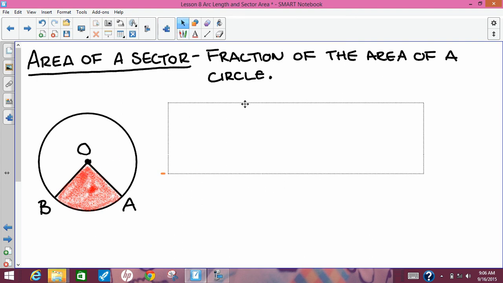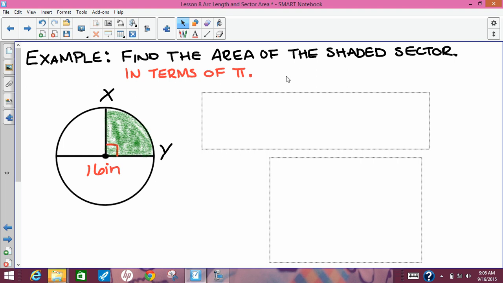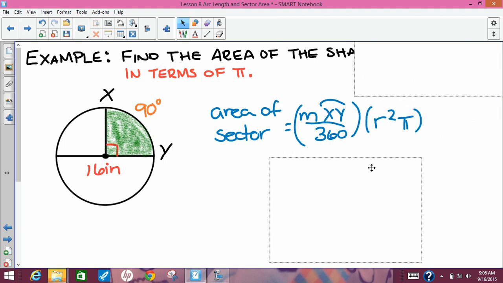The formula for the area of a sector is very similar to that of the arc length, but instead we're multiplying our arc measure over 360 by the area formula. So again, we need the arc measure and we need the radius. So I'm using my same example from before. Our central angle is 90, it's a right angle, so that means that our arc measure is 90. We write our formula for an area of a sector. The measure of arc xy is 90. The radius again is 8.